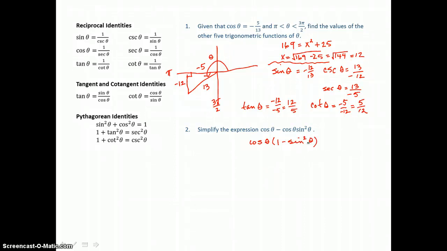Okay, and now because I have the sine squared theta, I think of the Pythagorean identities. I can replace 1 in parentheses there with the Pythagorean identity, sine squared theta plus cosine squared theta.